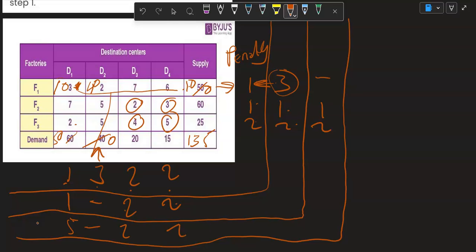Again, we ask ourselves, which one is the biggest amongst these? It's 5. So we are dealing with this particular column. Okay, we allocate. What are we allocating? D1 needs 50. First of all we identify which one is the smallest. The smallest is 2 in this particular column. So in the 2 we have factory 3 and D1. So factory 3 can supply 25. D1 needs 50. So let's give the 25.